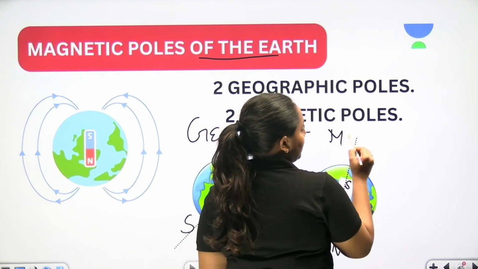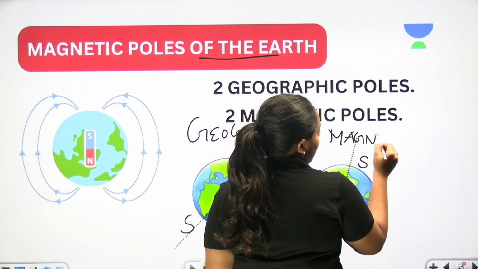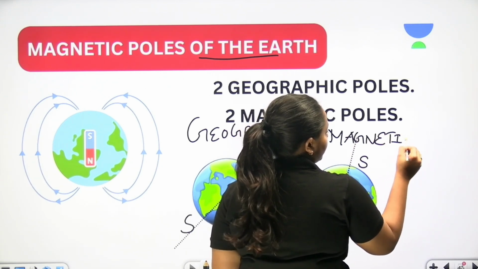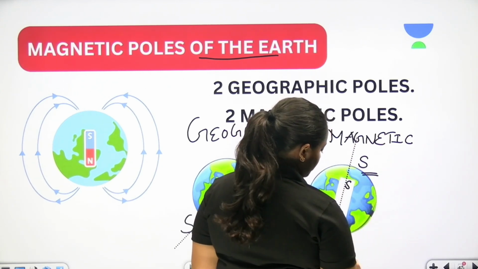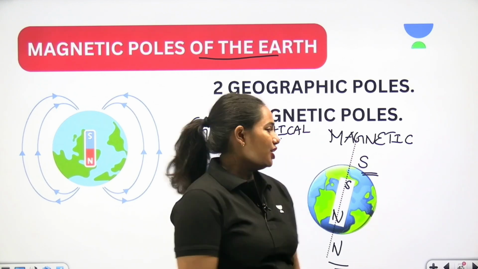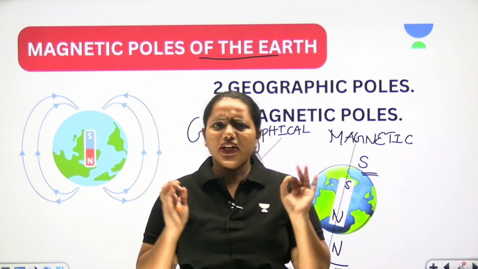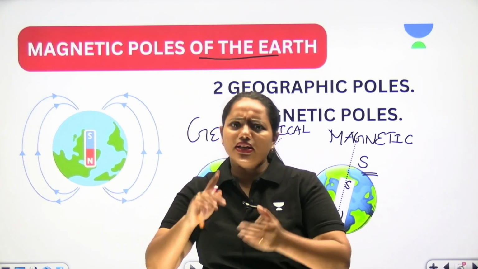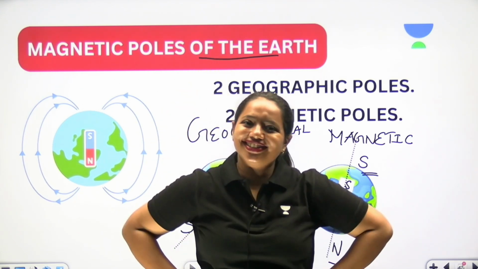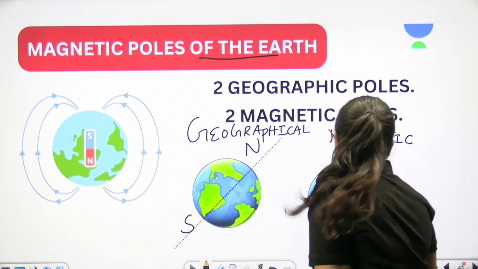So this is nothing but the magnetic south and north pole of Earth. So this is all about Earth's magnetic south and north. But how does a suspended magnet get aligned to the north-south direction? That's what we are going to learn next.